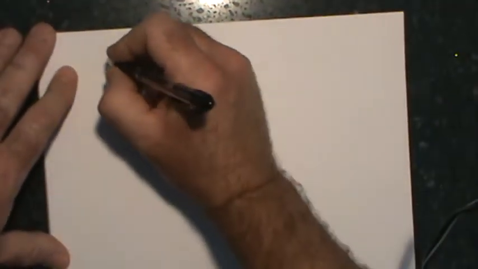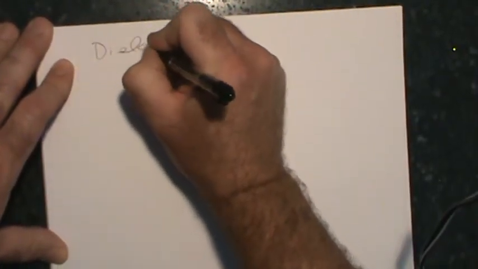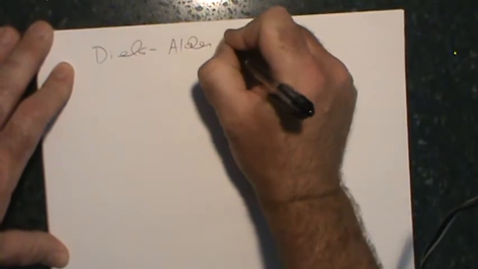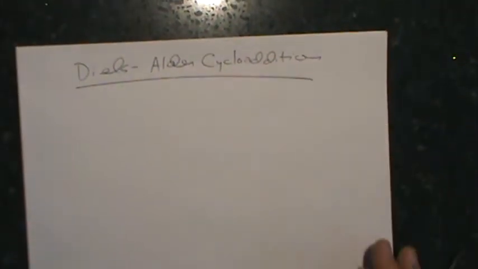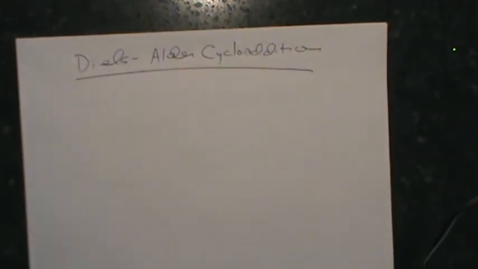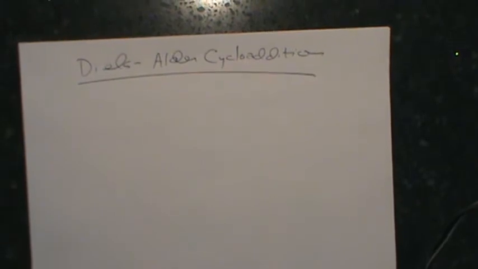We're now going to explore a new reaction called the Diels-Alder cycloaddition. This reaction is quite old. It's named for Otto Diels and Kurt Alder, two chemists who worked in the first half of the 20th century, so between 1900 and 1950. They actually discovered this reaction, named after them, in 1928, so a very, very long time ago, almost 100 years ago.